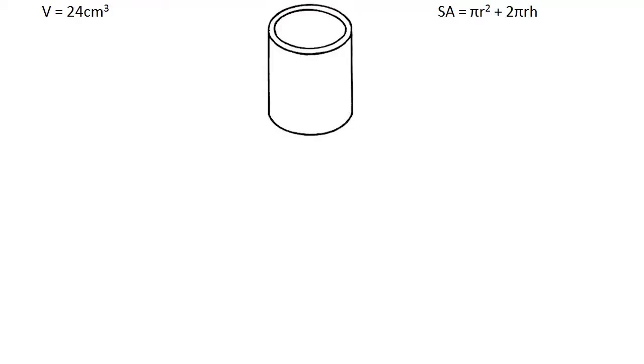In this problem we have an open top cylinder. We want to find the dimensions that create the minimum surface area required to still make 24 centimeters cubed to be the volume. Now, in order to do this, we need to first put h in terms of r.